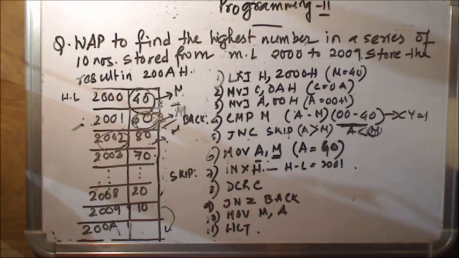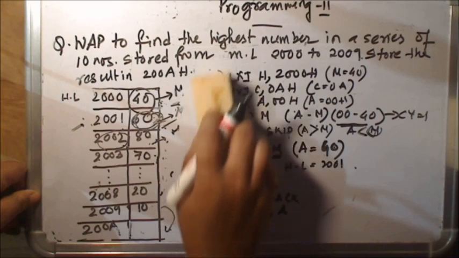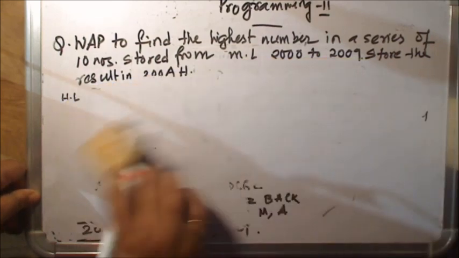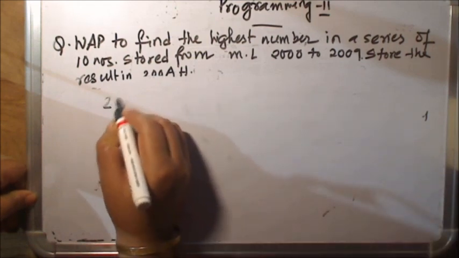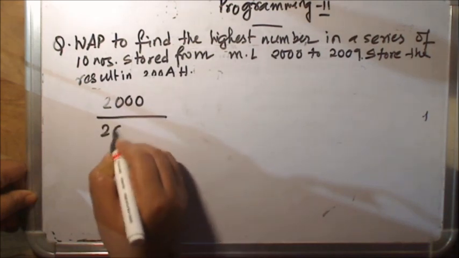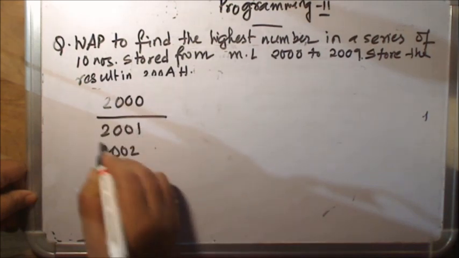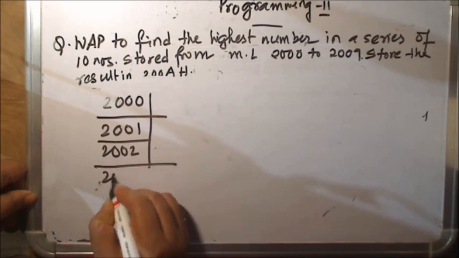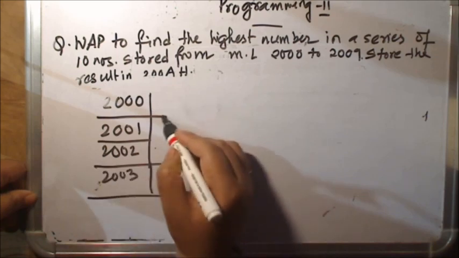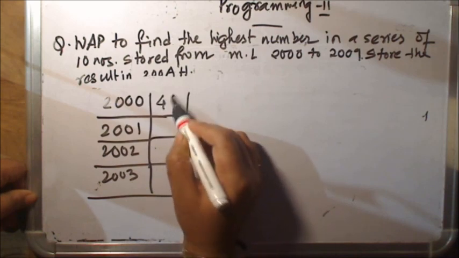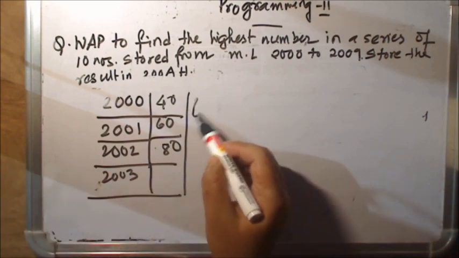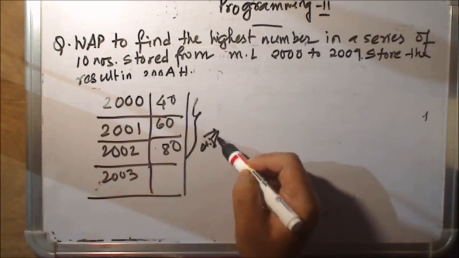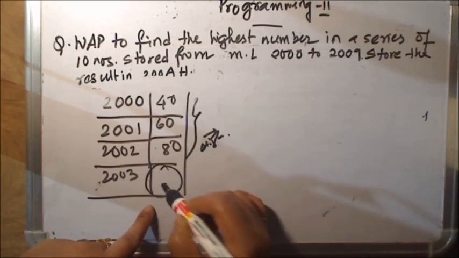So let us do the program with a small count. Let us take 3 numbers and check whether the program is working or not. Suppose we have 3 numbers at 2000, 2001, 2002, and we will store the highest number in 2003. We have a series of 40, 60, 80. Among these 3 numbers, you have to find the highest number, and store it here in 2003.